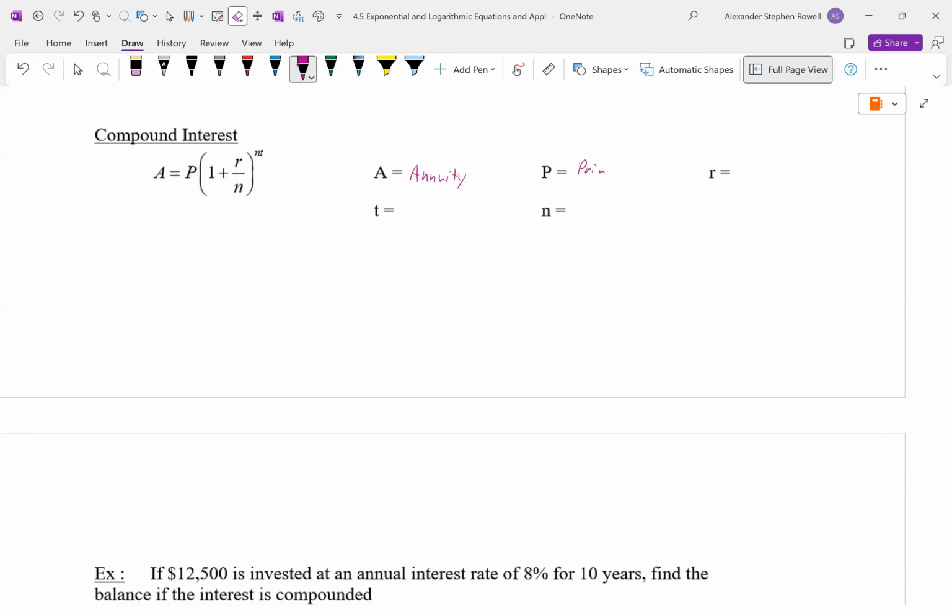P stands for principal. R is for interest rate. T is for time. N is for the number of times something's compounded per year. We're usually talking about money. Money is compounded per year.